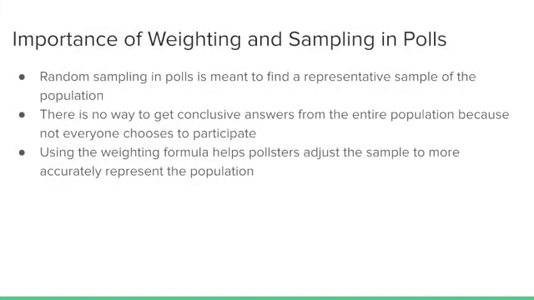The importance of weighting and sampling in polls: random sampling in polls is meant to have a representative sample of the population. There is no way to get conclusive answers from the entire population because not everyone chooses to participate. Using the weighting formula helps pollsters adjust the sample to more accurately represent the population.